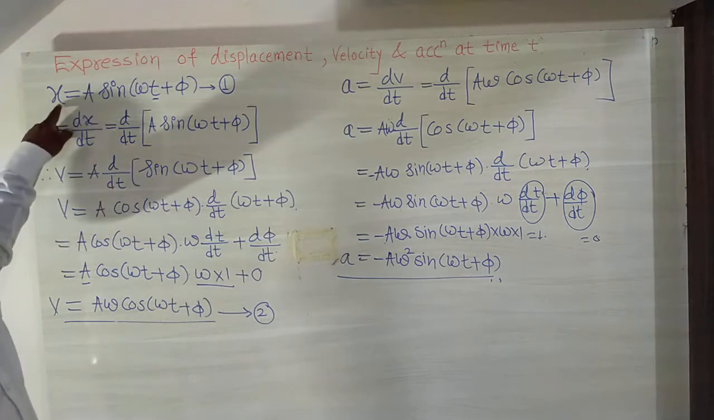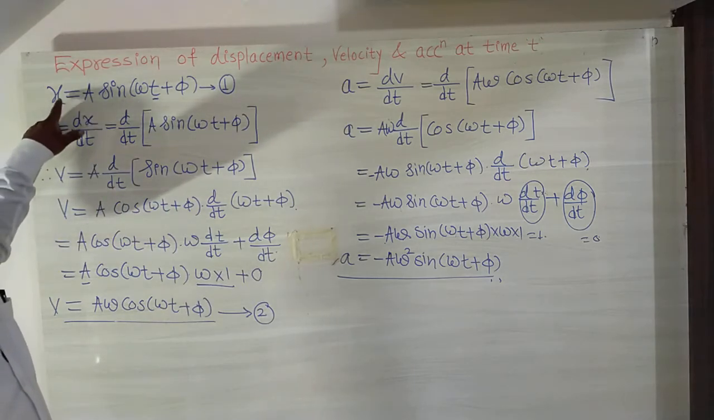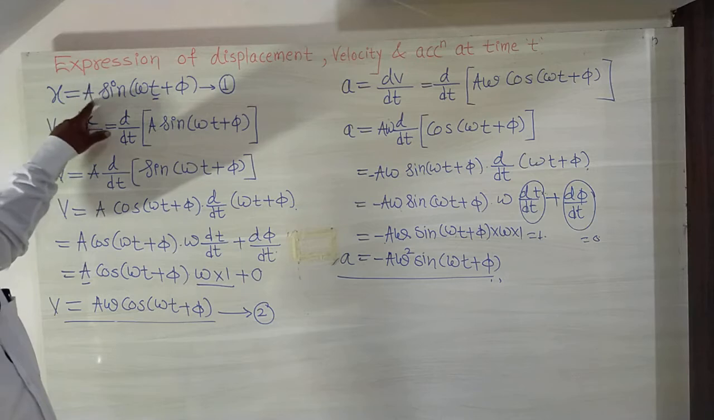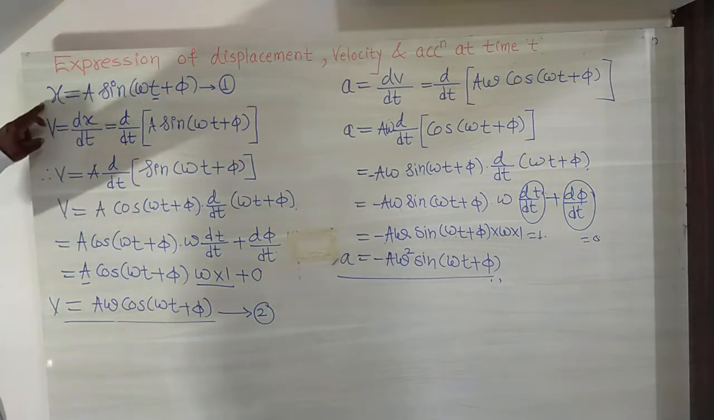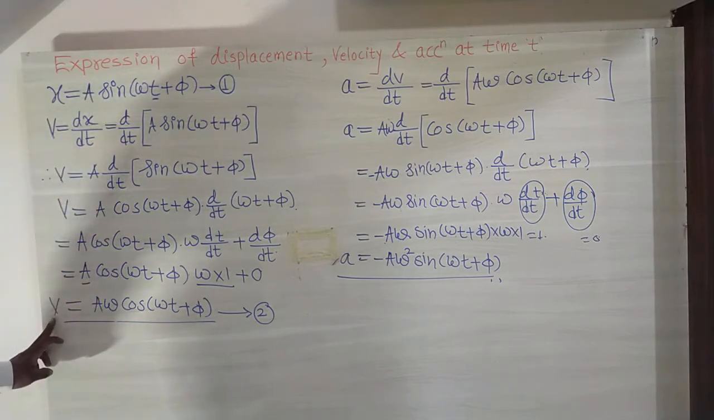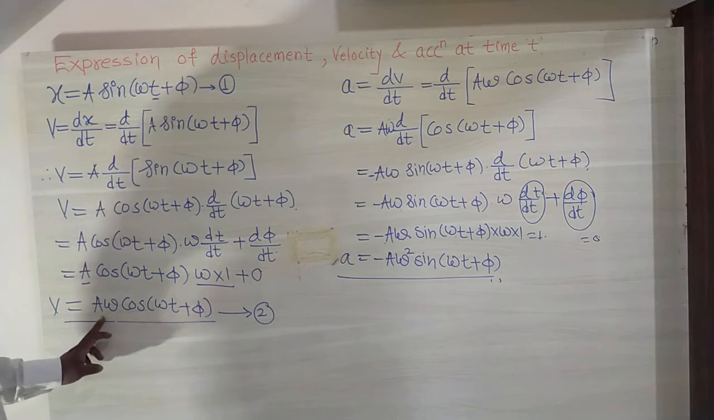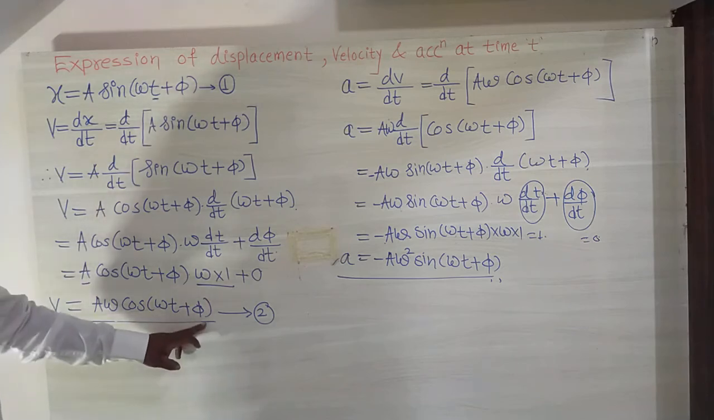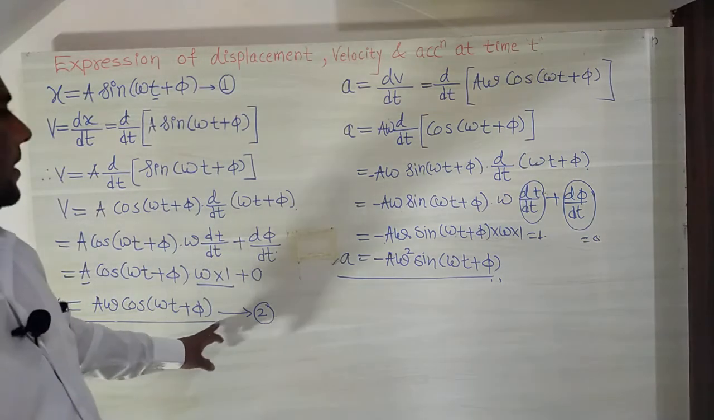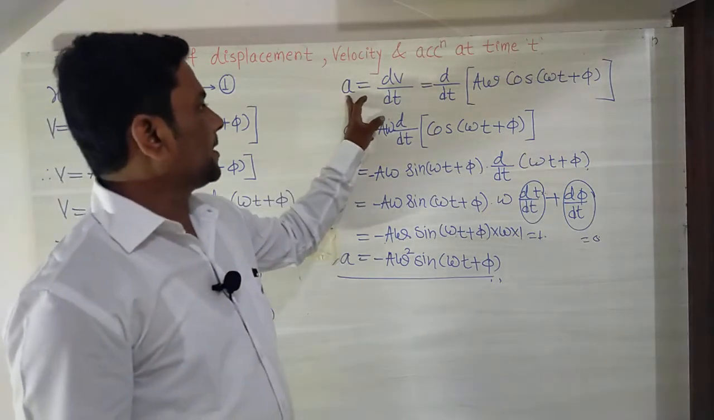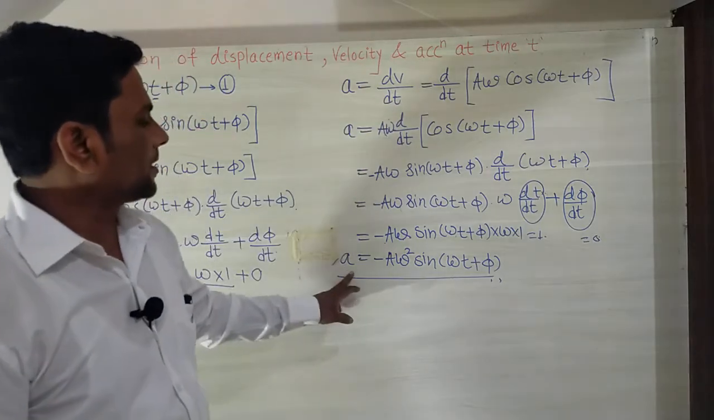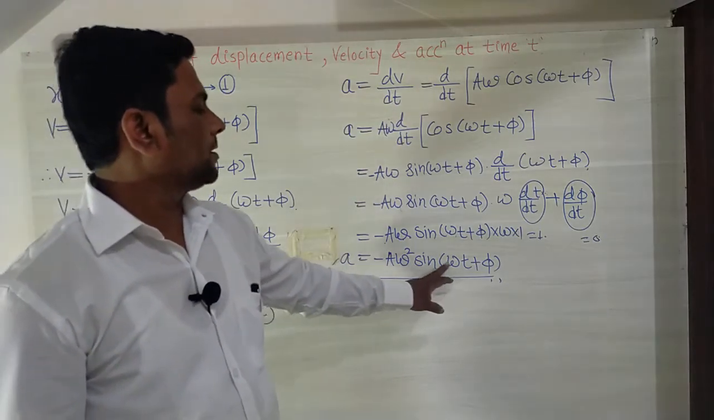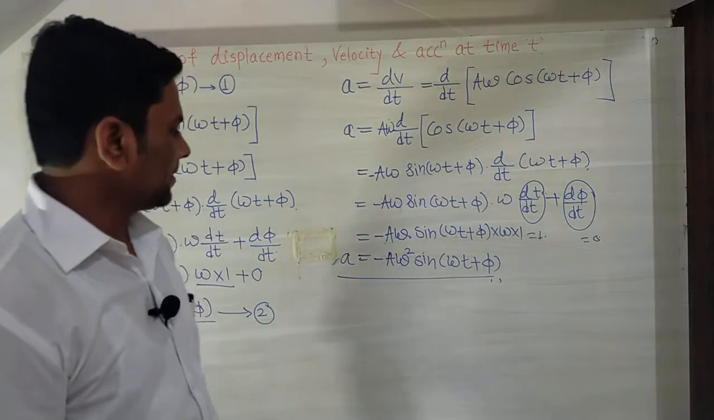Means first we have displacement in terms of time t, x is equal to a sin of omega t plus phi. By differentiating the equation of displacement, we get the velocity v equal to a omega cos of omega t plus phi. And again by differentiating we get the acceleration, that is the change in velocity with respect to time. We get acceleration equal to minus a omega square sin of omega t plus phi.